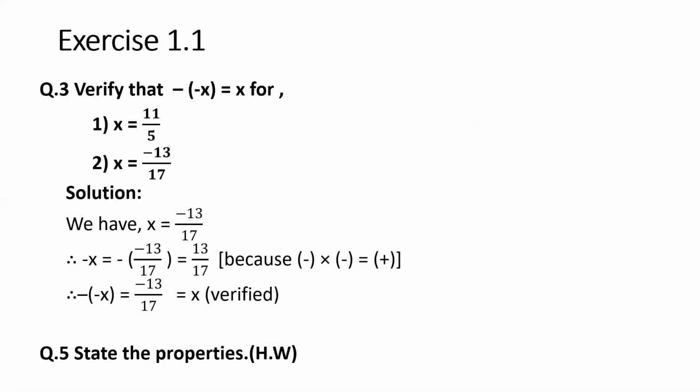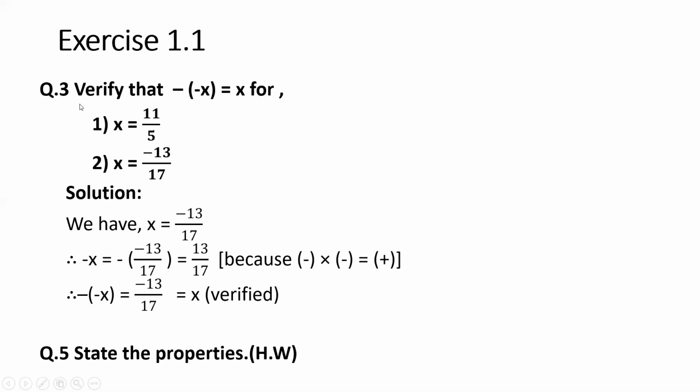Next is question number 3. Verify that minus of minus x is equal to x for two different values of x given. One is 11 upon 5 and next is minus 13 upon 7. Before we start, what is the meaning, or what you have to do when you are asked to verify the result?